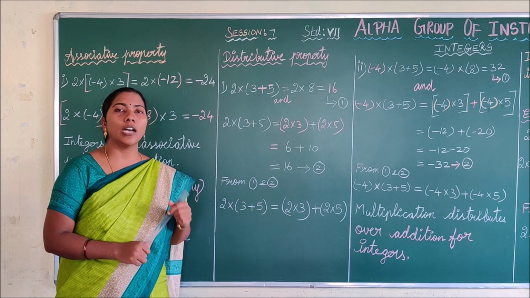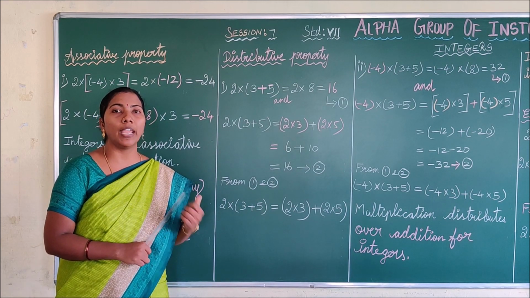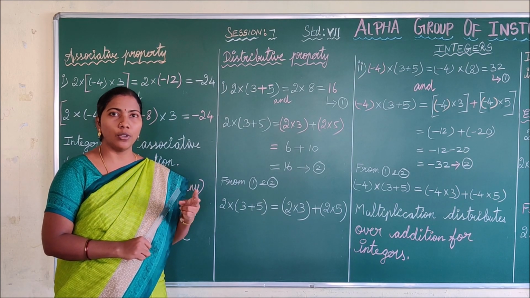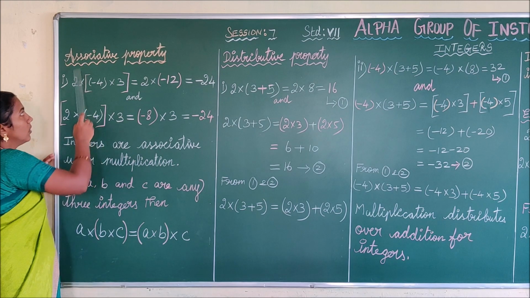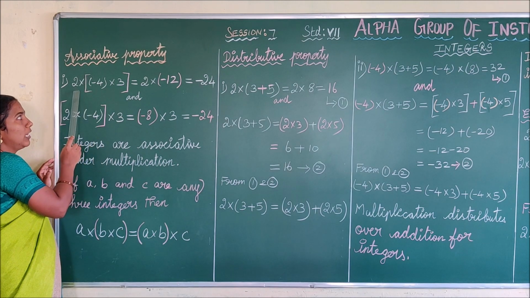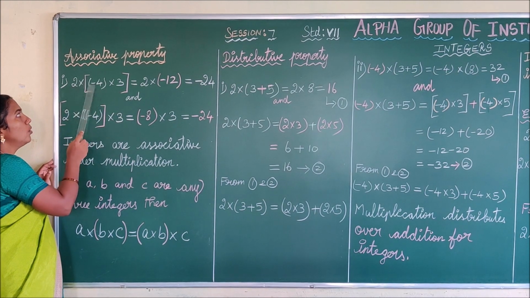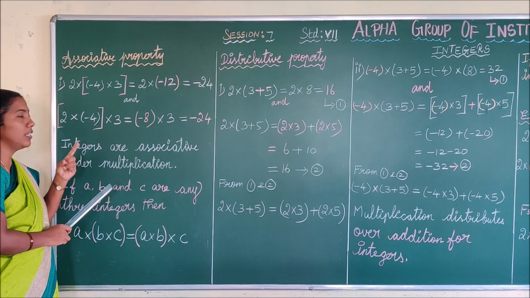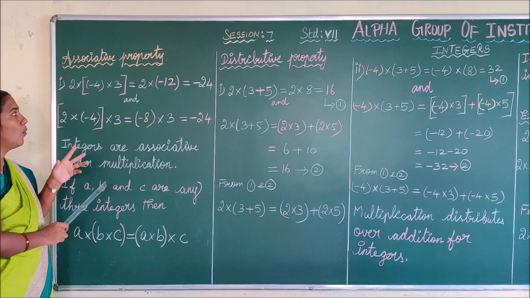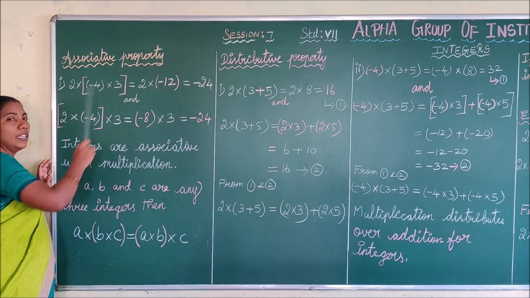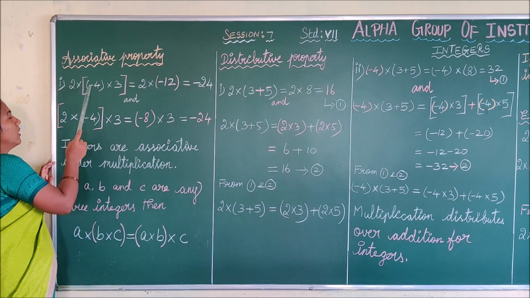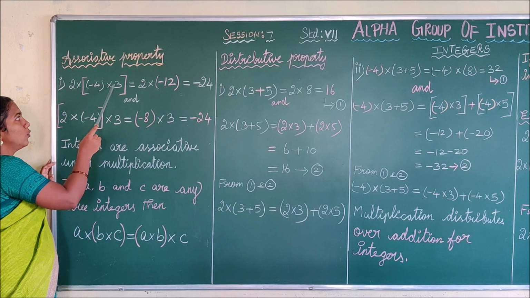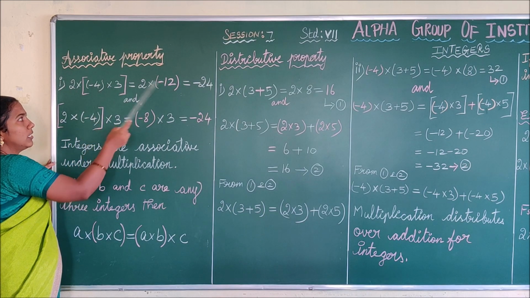Already I have told you, associative property means you have to take 3 elements. Commutative means 2 elements. Closure means 2 elements. See this example. We are taking 3 integers: 2, minus 4, 3. That is one negative integer and 2 positive integers. We are going to multiply these 3 integers. See here, children. First I am multiplying the second integer with the third integer. So minus into plus is minus, 4 threes are 12.